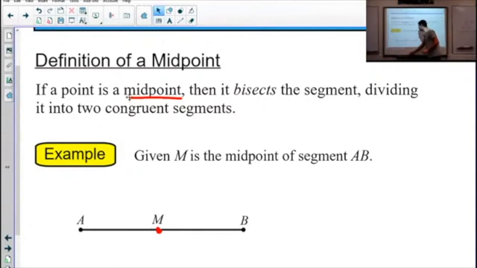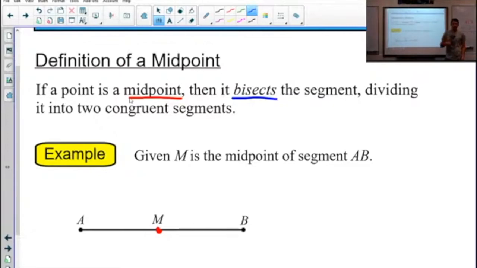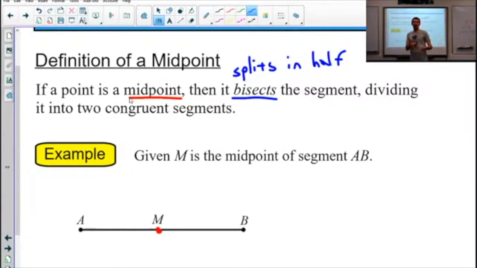So I want to talk about each of those terms and make sure that we know what they mean. All right? Bisects, we're going to talk about this more in the next chapter, but bisects just means splitting in half. And the reason we'll talk about that is because when we talk about angles, angles can also be bisected. We can split an angle in half as well as a segment in half. In fact, we'll call splitting an angle in half an angle bisector. So it'll be important to know that word as well.